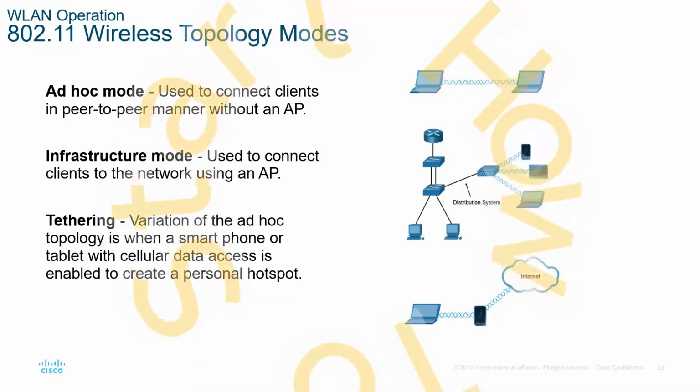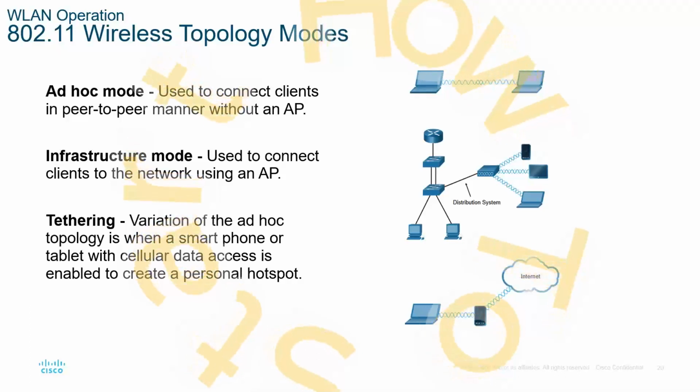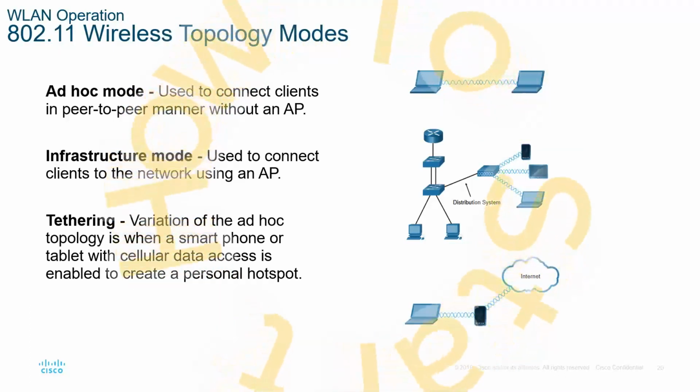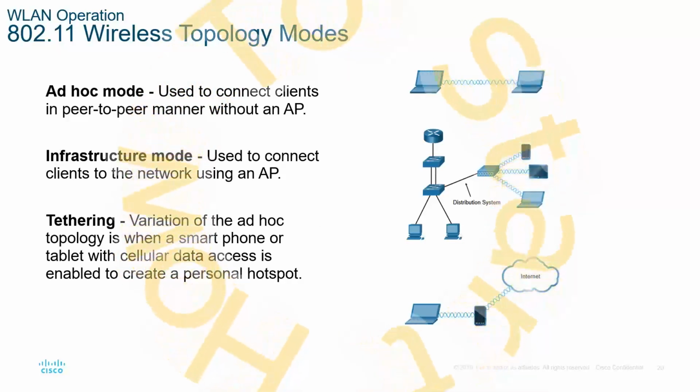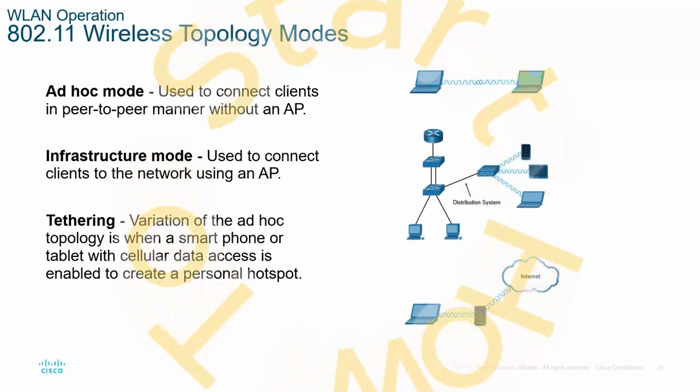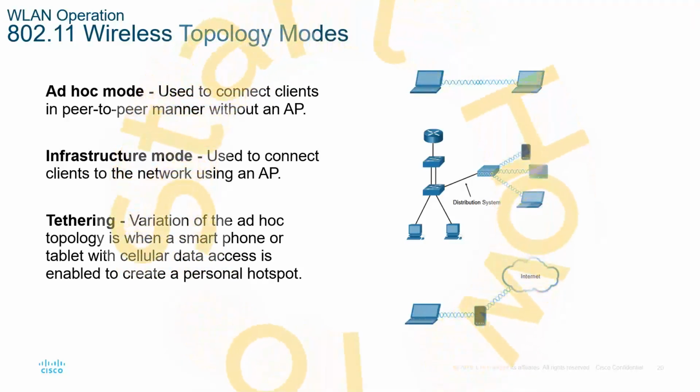Infrastructure mode is actually going to be a managed access point where we have wireless systems connecting to that access point, and that access point connects to the wired network to get our internet. Ad hoc is more of a peer-to-peer between 2 wireless devices.